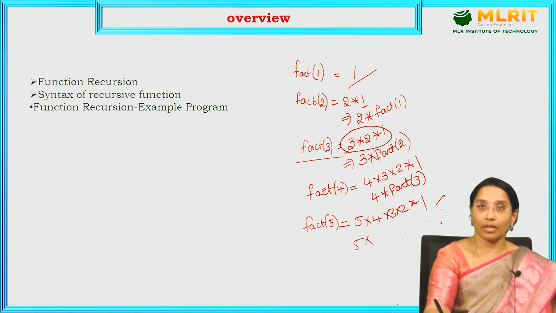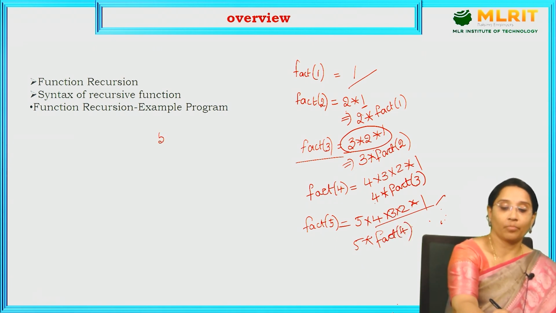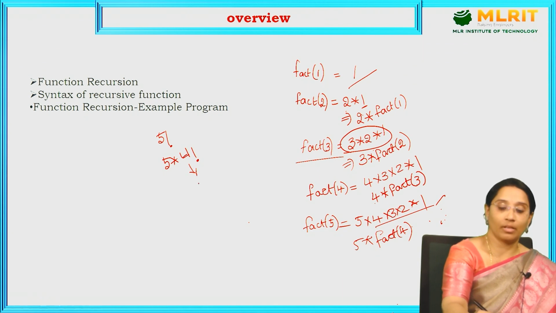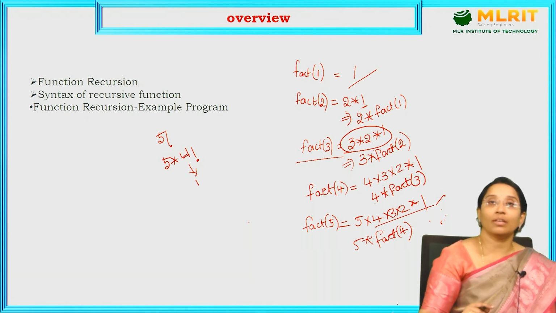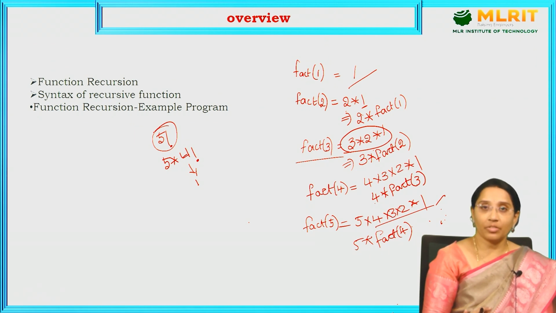Or else, you can write fact of 4. Suppose 5 factorial, 5 into 4 factorial you can write. Again, in recursion you will take a problem that is n. N is divided into smaller sub problems. You will divide the problem into smaller sub problems.